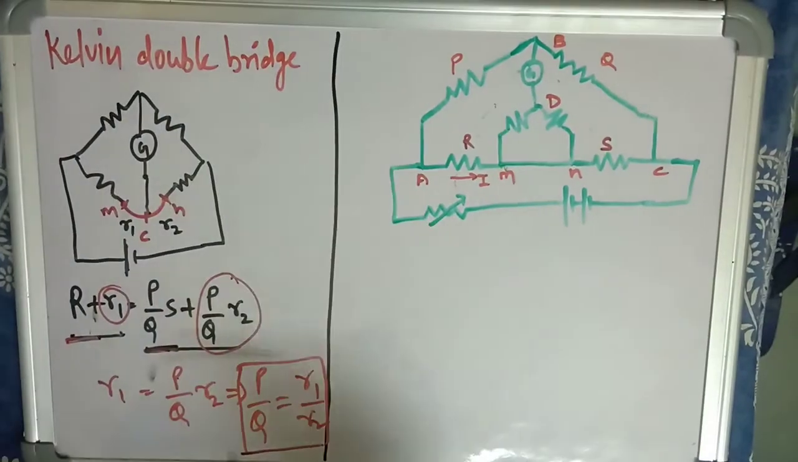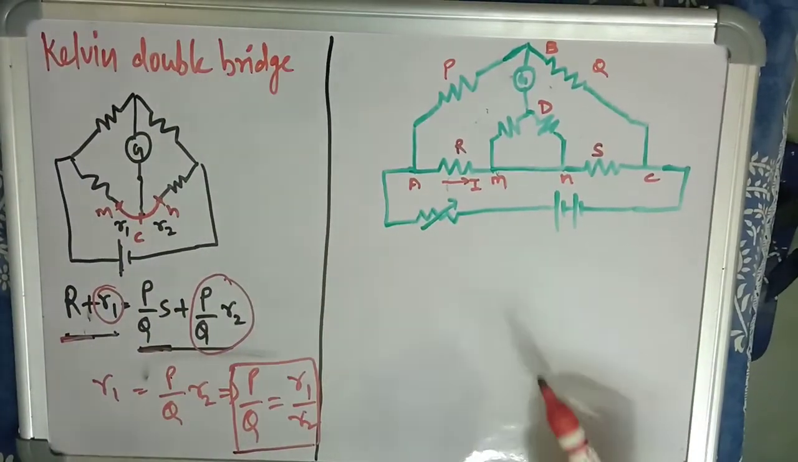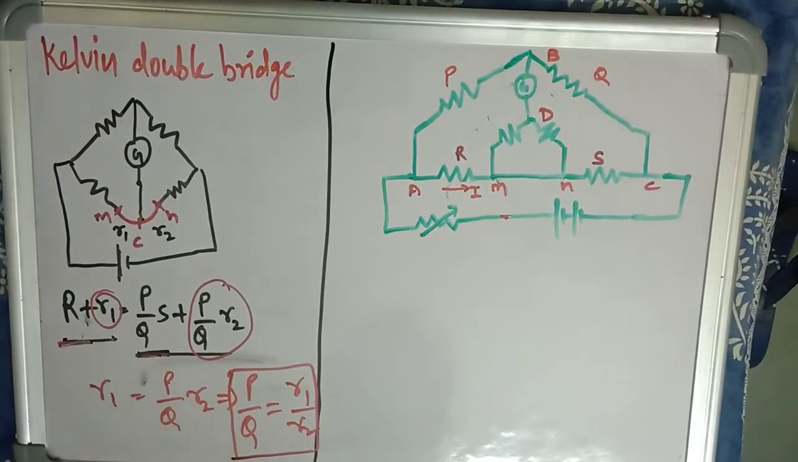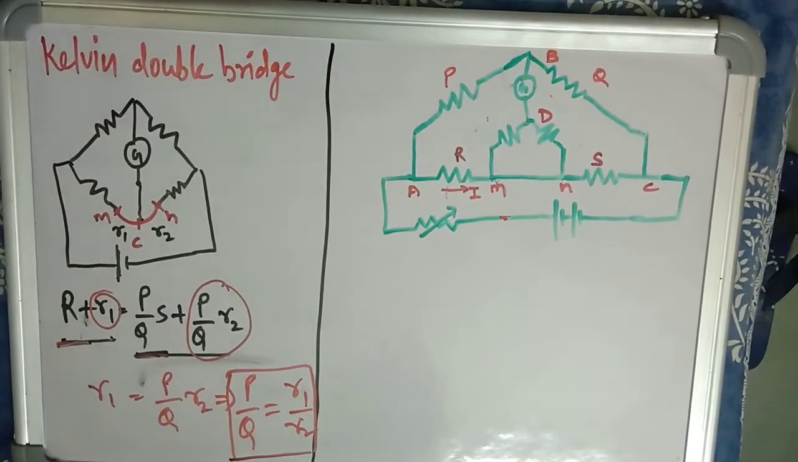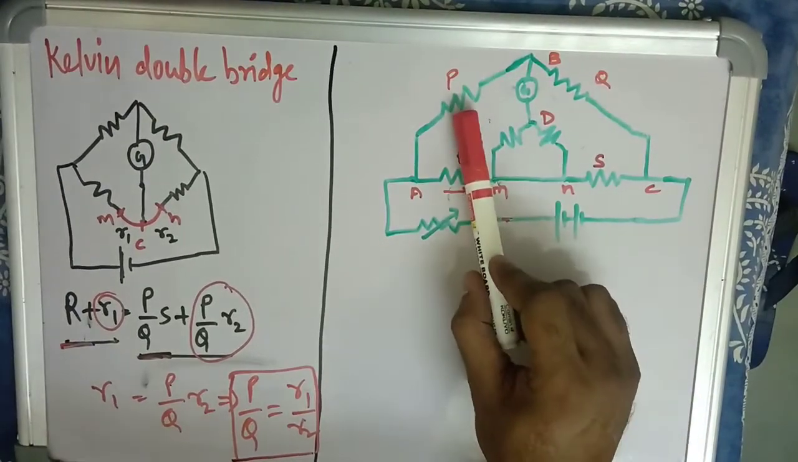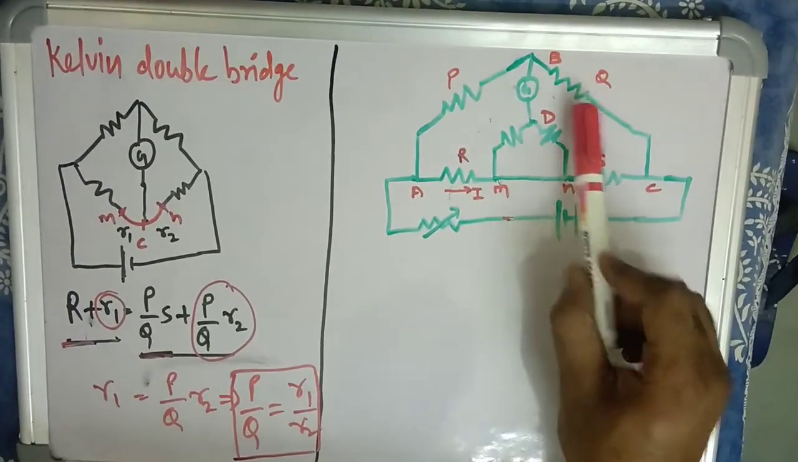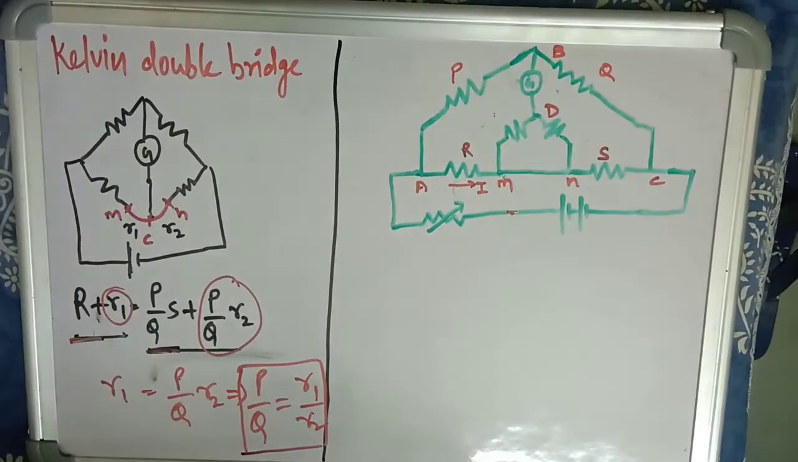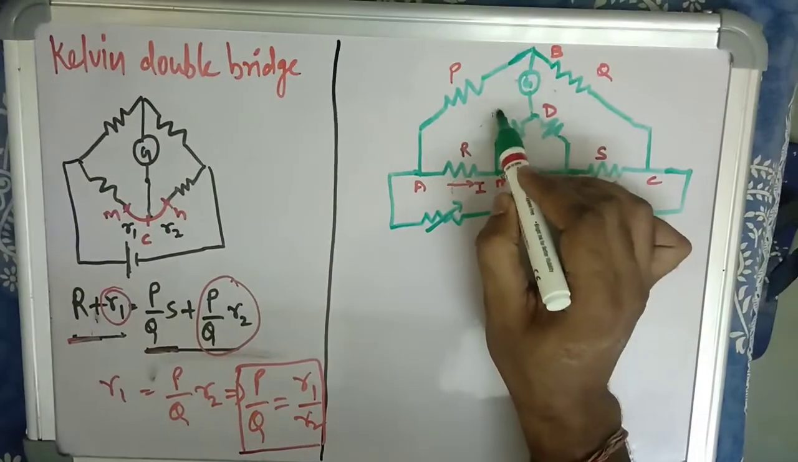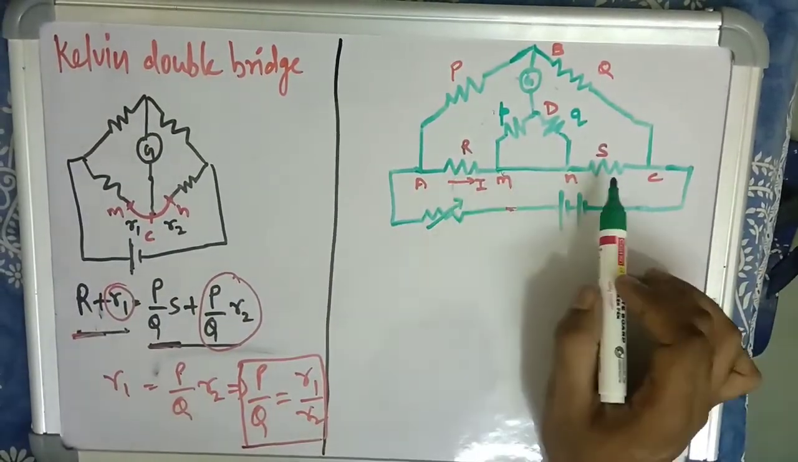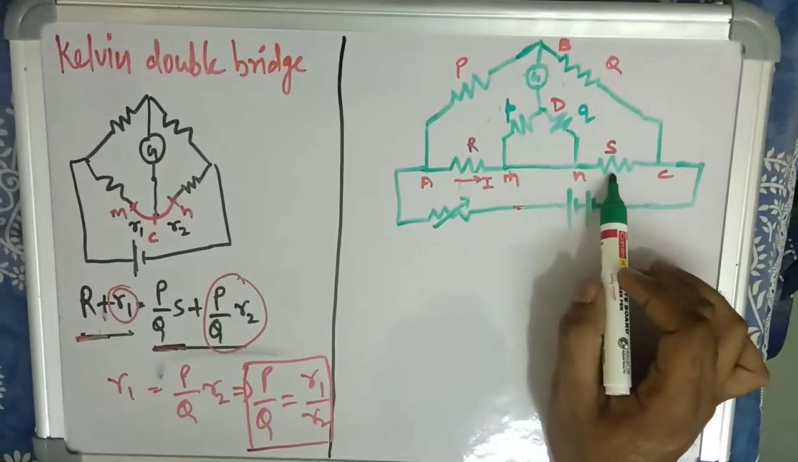Kelvin double bridge method. Now we come to the correct or well familiar form of the Kelvin double bridge method. In this we have two known resistances P and Q, and also two resistances small p and small q, and R is the unknown resistance and S is the standard resistance.